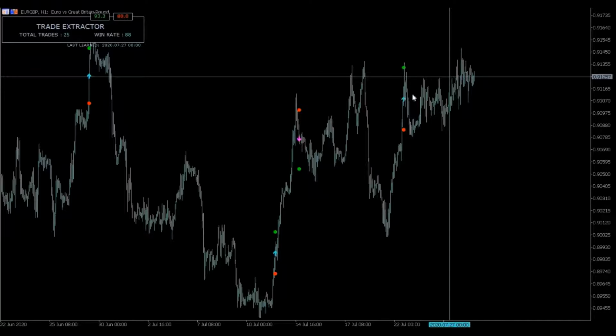This is the indicator called Trade Extractor. It has a display in the top corner, which shows total trades 25, out of which 88% are wins and 12% are losses. 93% of buys are wins and 80% of sells are wins.